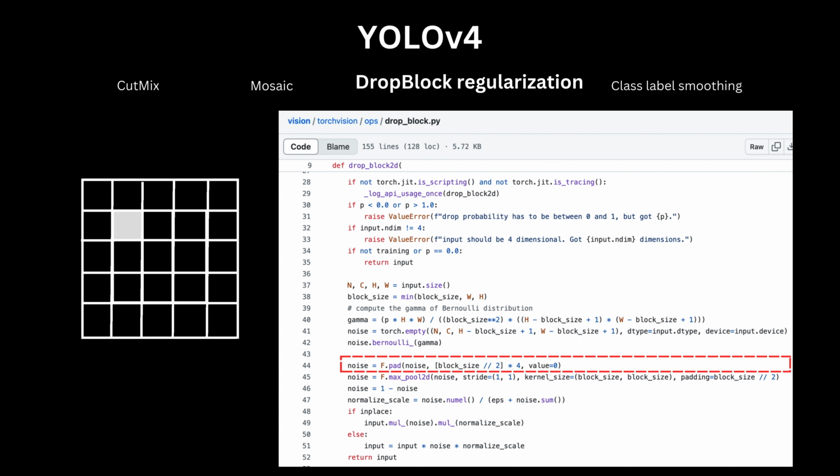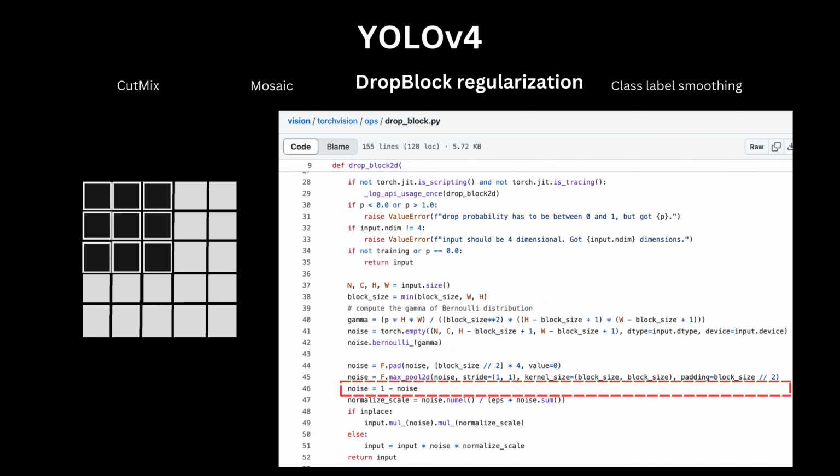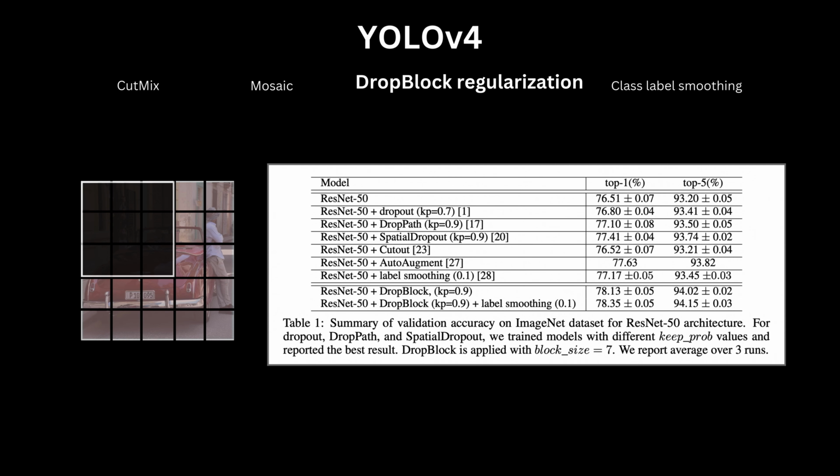We zero pad this mask to expand it to be of the same size as the feature map, and then apply max pooling with padding to ensure that the output of max pooling has the same shape as the feature map. Post that, we flip the mask and multiply the feature map with this flipped mask. And also, like normal dropout, scale the non-dropped out activations. That covers Dropblock implementation. And in terms of performance, the authors of Dropblock show that this regularization strategy leads to a boost in classification accuracy.